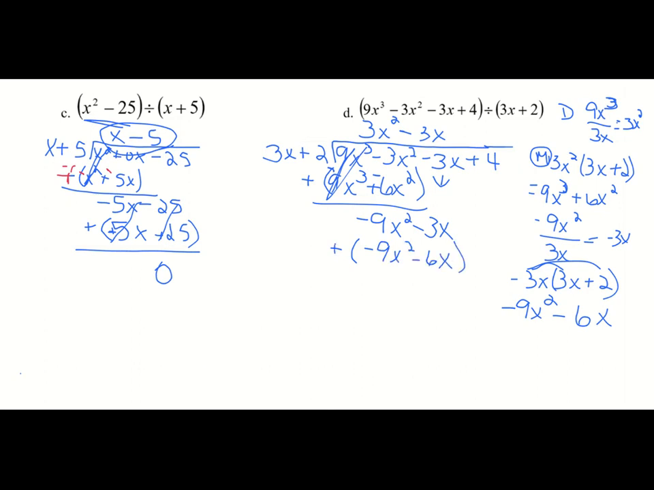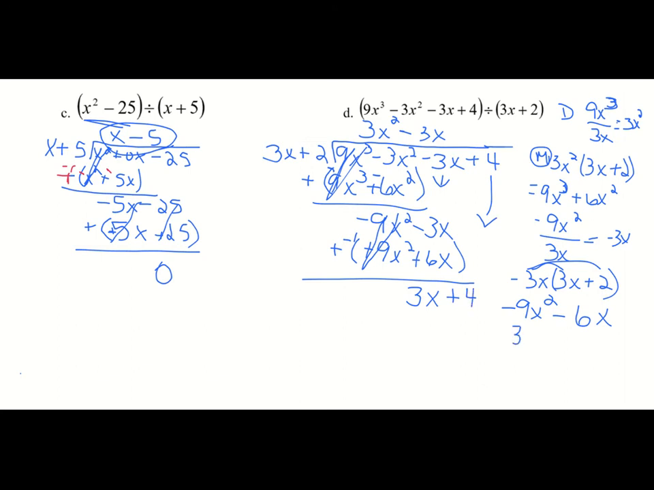So when we go to subtract, we have -9x squared minus 6x. But again, distribute that -1. So everything on the inside becomes the opposite. So they become positives in this case. The 9x squareds cancel. -3x and positive 6x will leave us with a positive 3x. And then we have to bring down the 4. And we do it one more time.